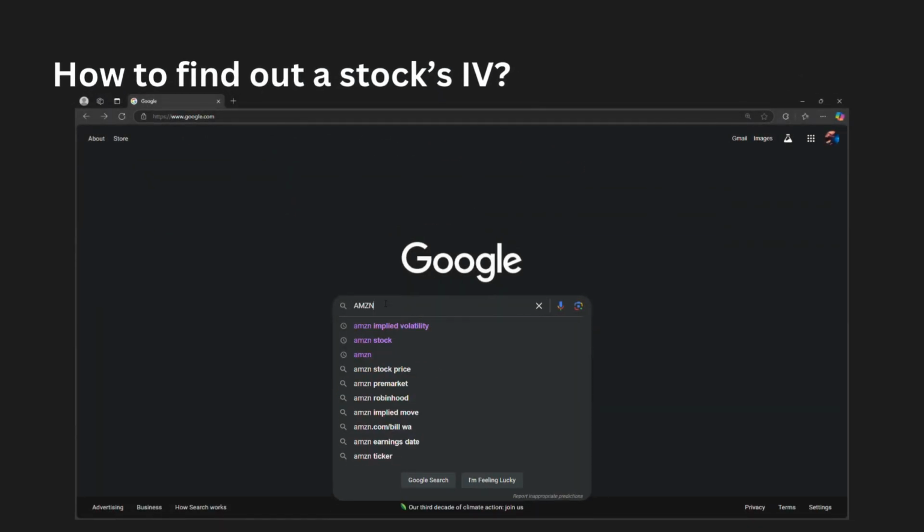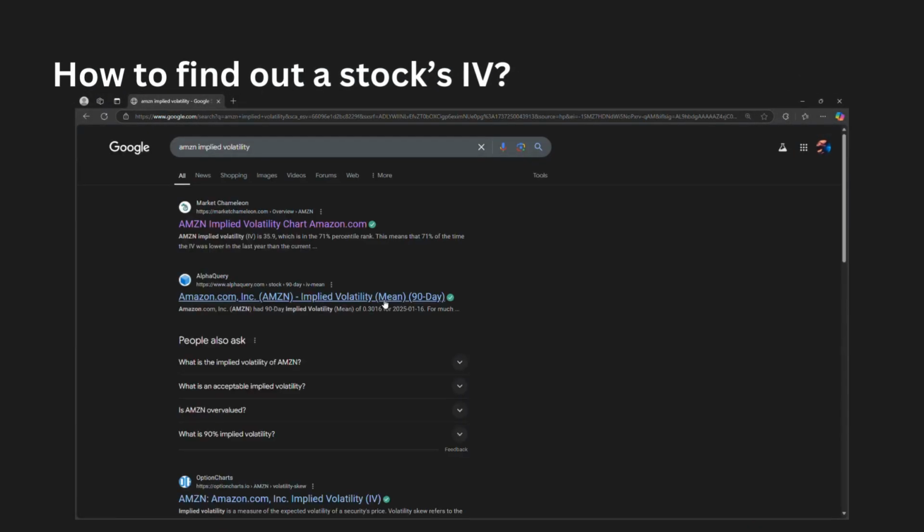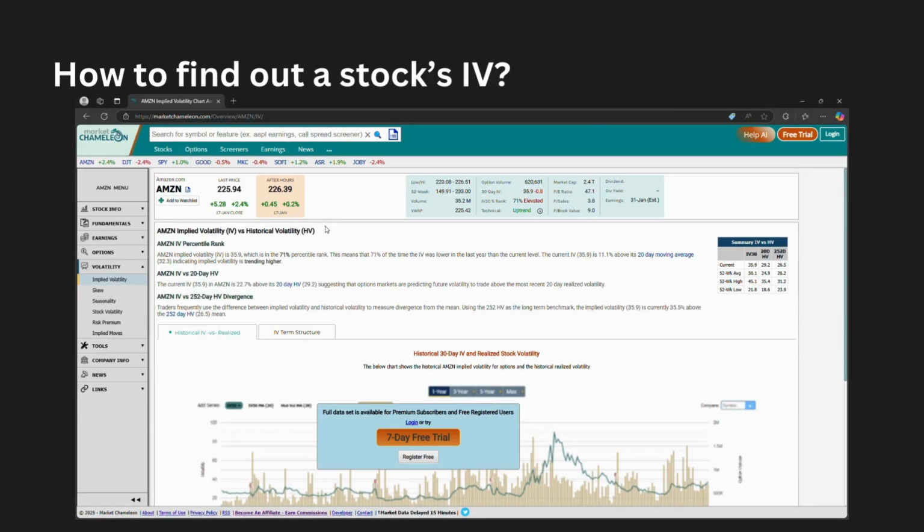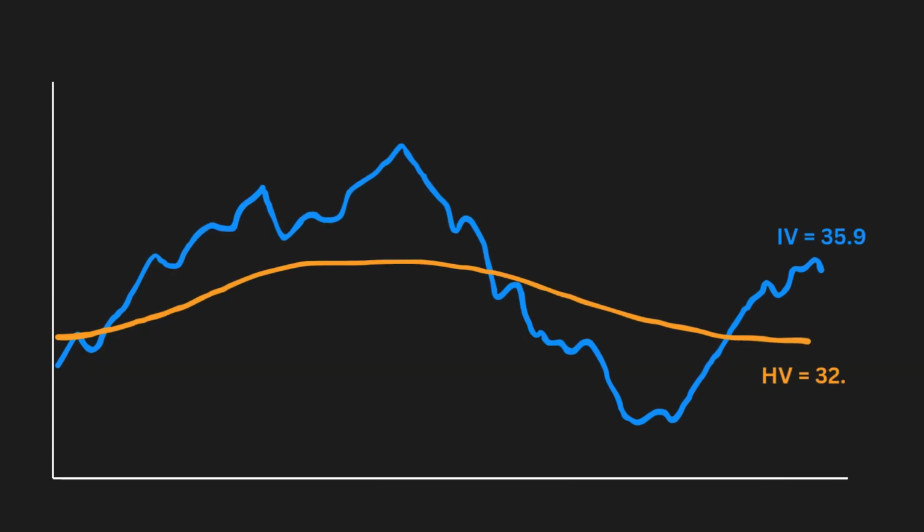Okay, so how can I figure out the current IV and the historic volatility of a stock? We can Google a stock ticker followed by implied volatility and click on Market Chameleon. Their overview tells us the current implied volatility along with the 20-day historic volatility. For example, Amazon's implied volatility is currently at 35.9, which is 11% above its 20-day historic volatility of 32. Amazon's volatility may come down in the near future because of the law of averages, causing call options to decrease in value even if the price stays the same or slightly increases.